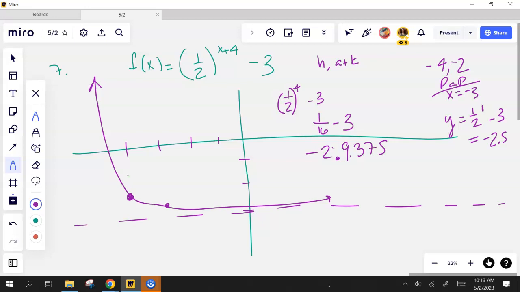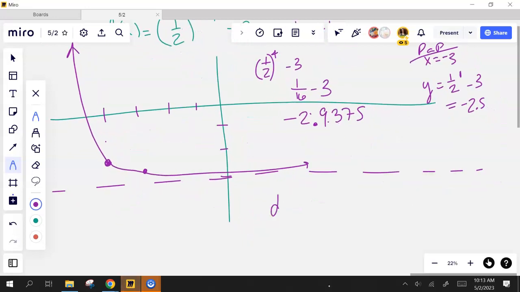Well, my pen's not right. Bless you. Domain. Range. There you go. Yep. Every single time.